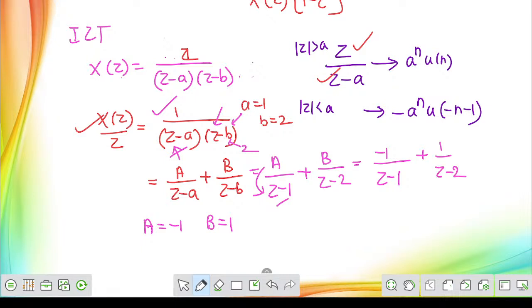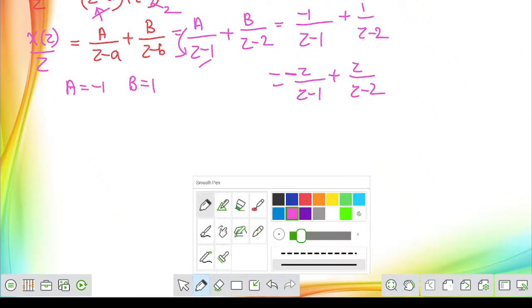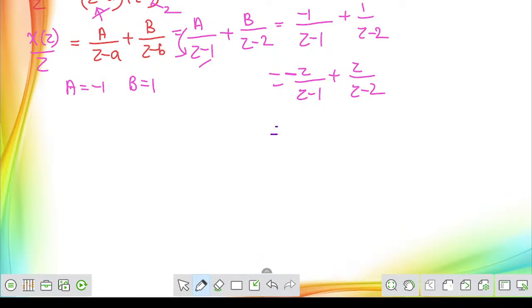Finish, sir. Then pass this z. Now this is equal to X of z by z. Now pass this z to the right hand side such that this function can be rewritten as minus z by z minus 1 plus z by z minus 2. Now based on whether they are asking for a left sided sequence or right sided sequence, based on the options that will be available, you can convert this. Keep minus outside. If it is the right sided sequence, then the answer will become 1 whole power n into u of n, and this is going to be 2 power n into u of n.